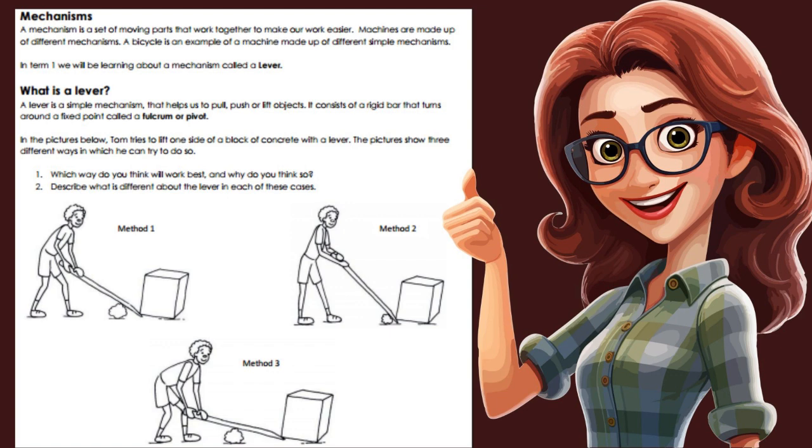In the pictures below, Tom tries to lift one side of a block of concrete with a lever. The pictures show 3 different ways in which he can try to do so. 1. Which way do you think will work best, and why do you think so? 2. Describe what is different about the lever in each of these cases.